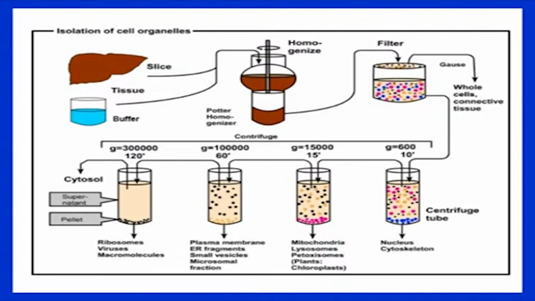Then more time will be taken by plasma membrane, ER fragments, and microsomal fractions to sediment, and then finally ribosomes at very high speed and after a longer period of time; ribosomes, viruses, and macromolecules will sediment. So, you can see that different constituents of cells need more time, and the G force is also increased. The time required for their sedimentation could be a basis for separation, because they take different times to sediment.